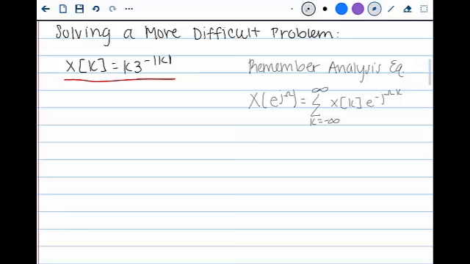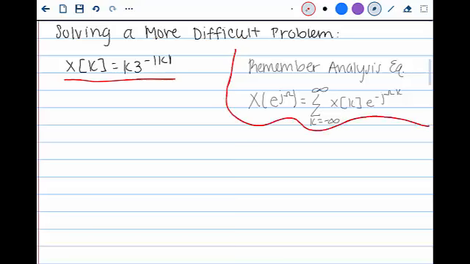In this video, we'll be handling a slightly more difficult problem. This time we'll be solving for the sequence x of k is equal to k times 3 raised to the negative absolute value of k. We will only be solving this one with the analysis equation method. Once again, the analysis equation is shown in the top right corner of the screen as a reminder for you.